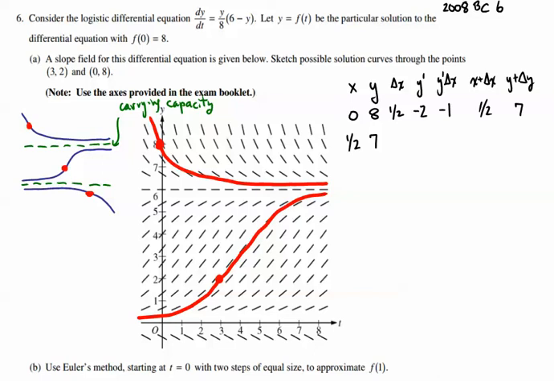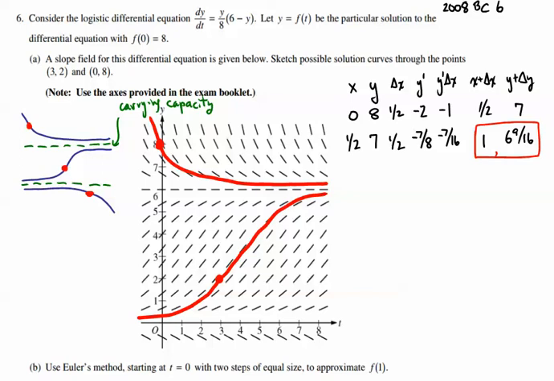And we go on to look at delta x, which is always 1/2. And our y prime now is 7/8 times 6 minus 7, which is negative 7/8. Our y prime delta x, just multiply those two together, we get negative 7/16. Our new x, x plus delta x, is 1. And our new y, which is 7 minus 7/16, or 6 and 9/16, would be our final answer to question B.